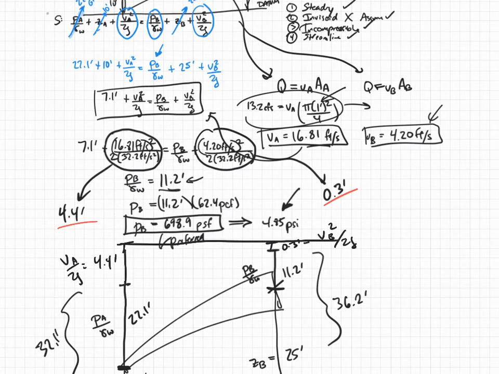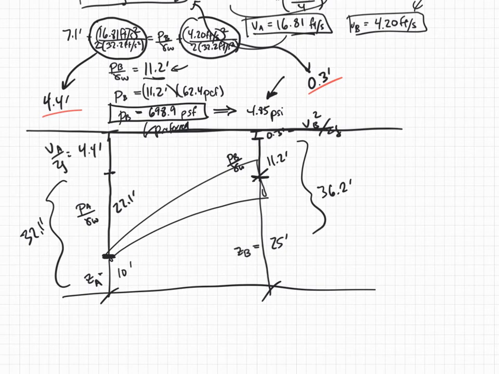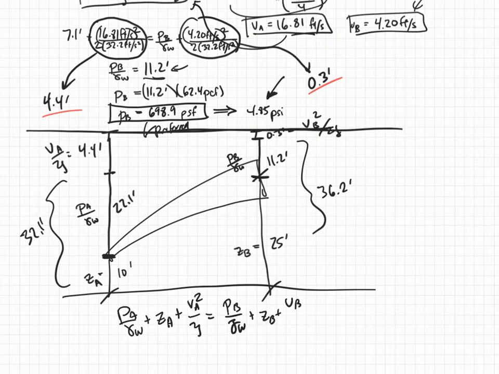And note that these two would be at the exact same level. Okay, so they would add up to the exact same amount. Okay, now why is that? Well, that's because PA over gamma water plus ZA plus VA squared on 2G equals PB on gamma W plus ZB plus VB squared on 2G. Okay, so these things just add up. Now in this case, this means energy is completely conserved, so no energy lost. And that has to happen because it's inviscid.